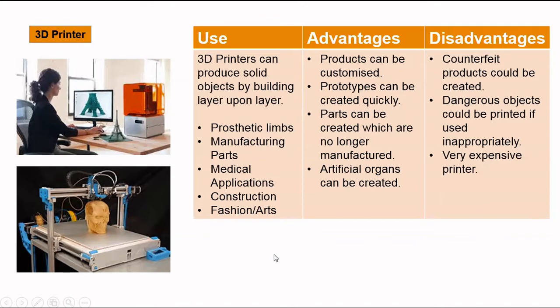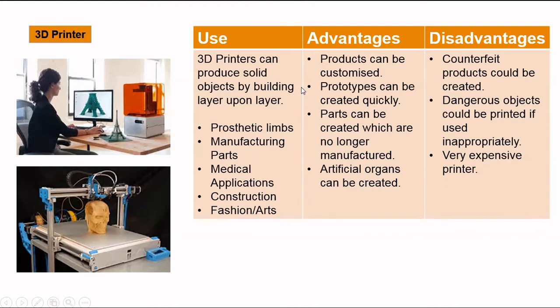The last kind of printer we are discussing is important for your curriculum as well. This is a 3D printer. A 3D printer, unlike the other printers which print in 2D, can print actual solid objects. How does it do that? By building layer upon layer. So, for example, to print this skull, this layer is printed first, then the second layer, third layer, and so on until the actual solid object is made.